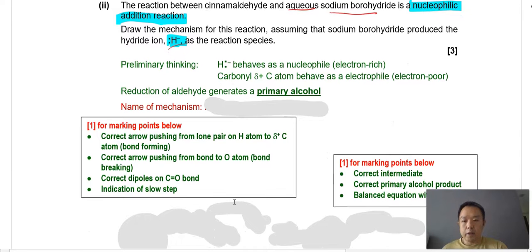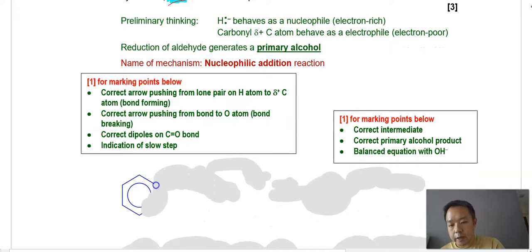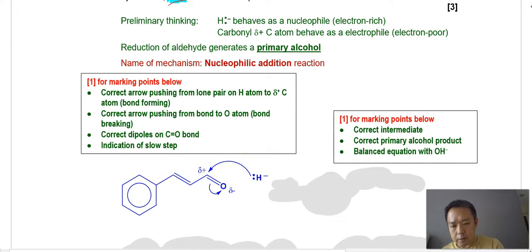So to draw the mechanism, we can start with naming the mechanism, nucleophilic addition reaction. In the nucleophilic addition reaction, you of course have your cinnamon aldehyde first. In this case, what is the nucleophile? The nucleophile is your H minus. H minus will attack the electron deficient carbon. So take note, the arrow starts from the lone pair of the hydride and points to the delta plus carbon. This indicates a bond forming process, lone pair on the H atom to the delta plus carbon atom.